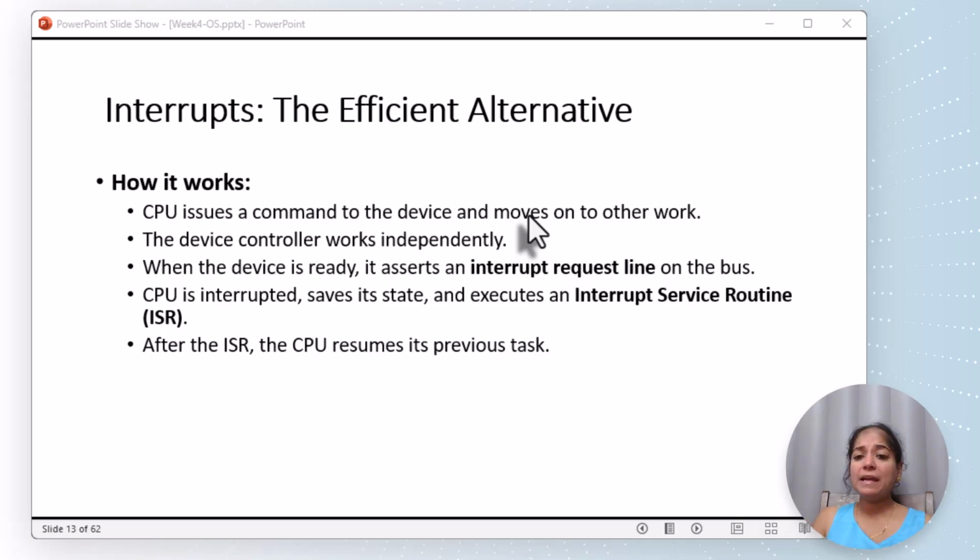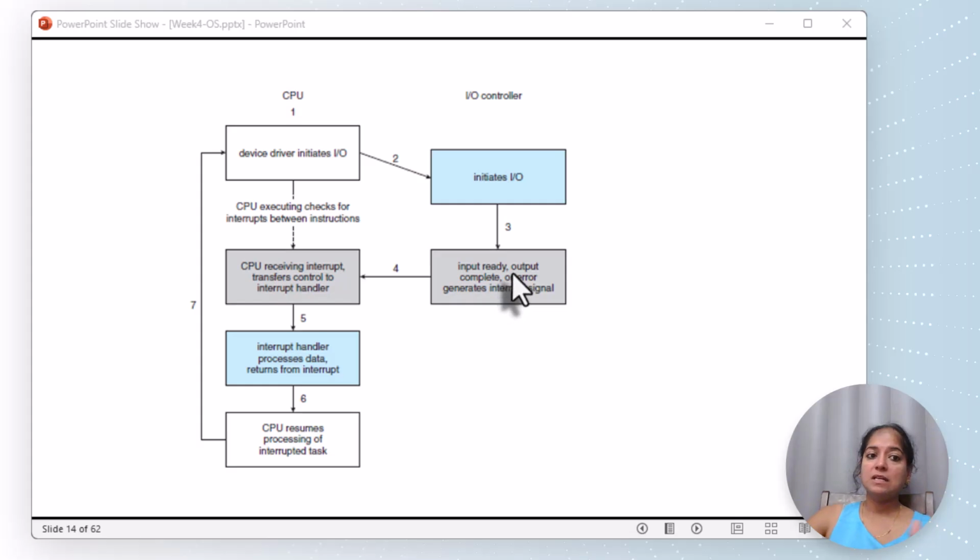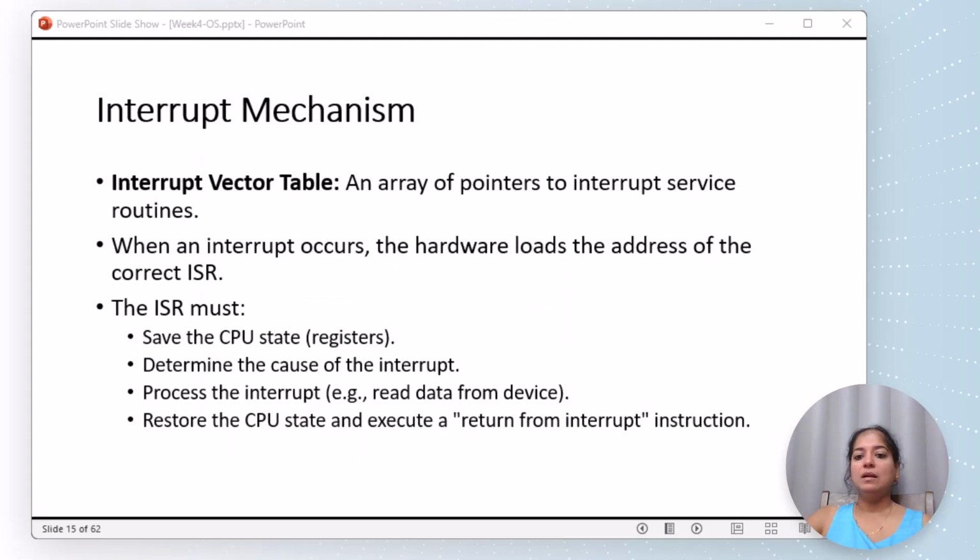You can think of it like this: instead of constantly checking the oven while cooking, that is polling, the oven timer interrupts you when the food is ready. So this is the chart of how the steps take place. Interrupt mechanism.